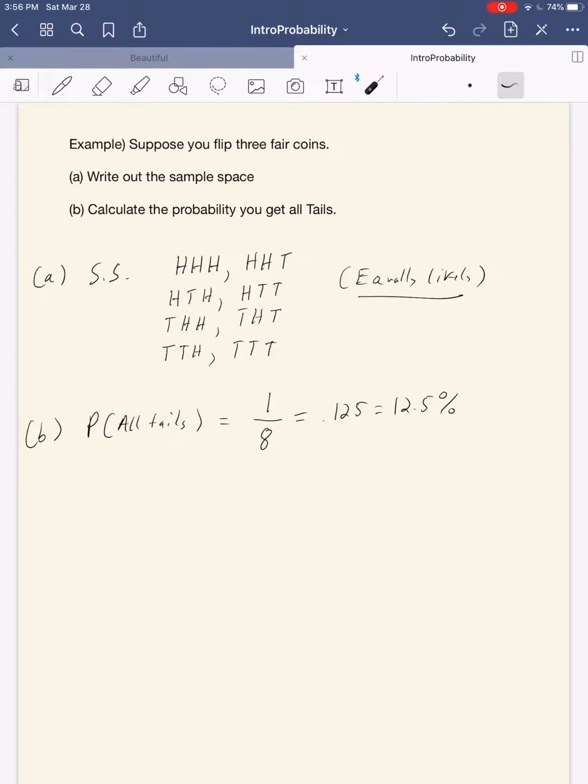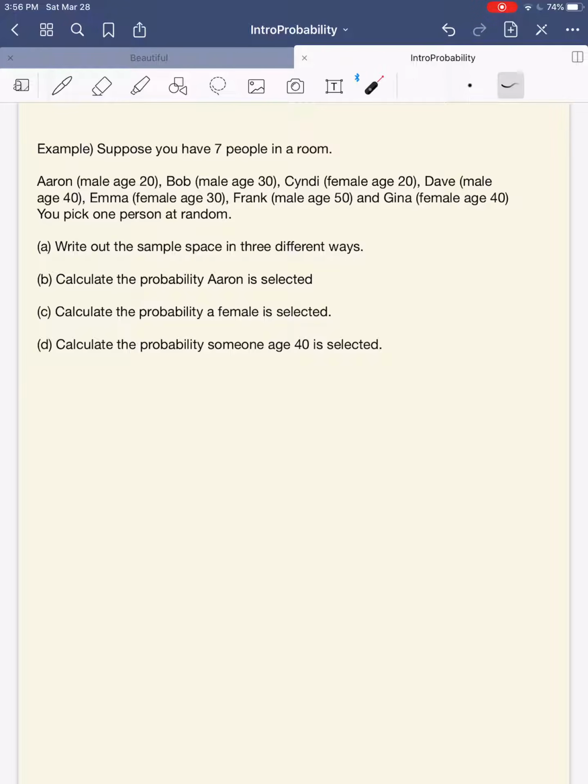All right, let's look at one more basic example and then get into another set of important definitions. So let's take this example here. Let's suppose you have 7 people in a room. The first person is Aaron, who is male and age 20. Then there's Bob, who's male and age 30. Then there's Cindy, female, age 20. Dave, male, age 40. Emma, female, age 30.